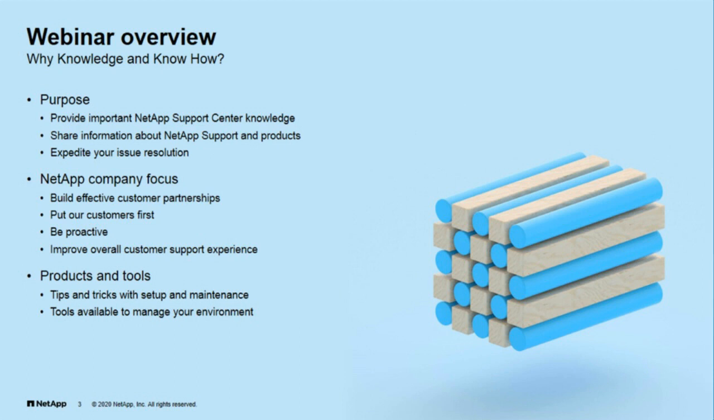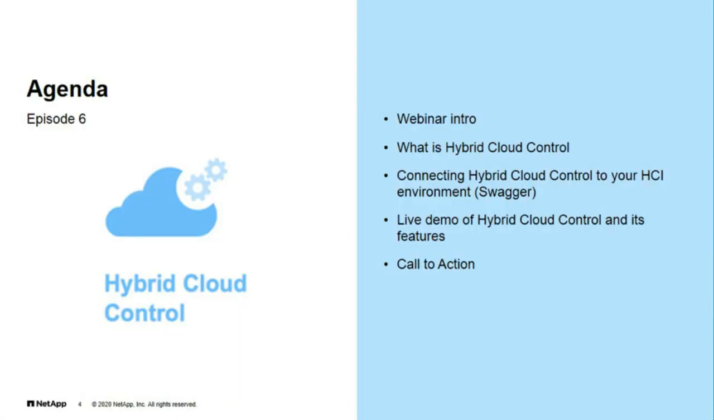So with that, here's the agenda for today. We're going to focus on hybrid cloud control. We've already done the intro there, so we're going to look at what is hybrid cloud control. You're also going to hear us refer to it as HCC. Then connecting hybrid cloud control to your HCI environment using Swagger. And then we're going to conclude with a live demo of HCC. And then we'll go over a brief call to action as to what happens after the webinar.